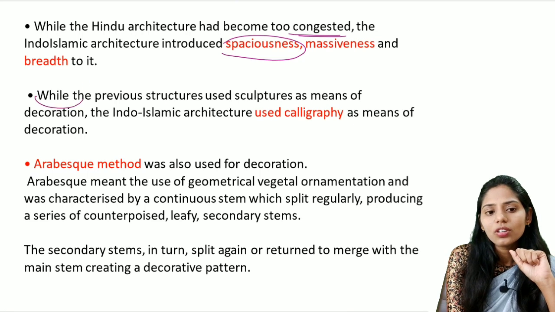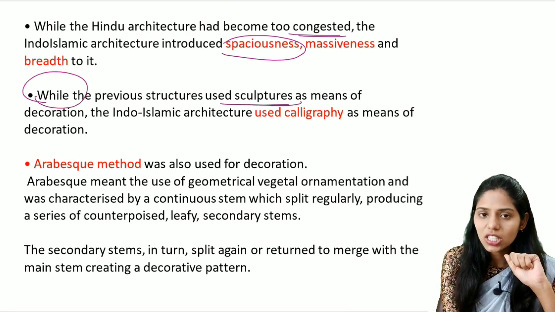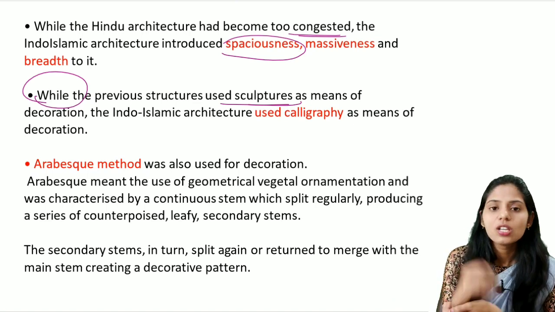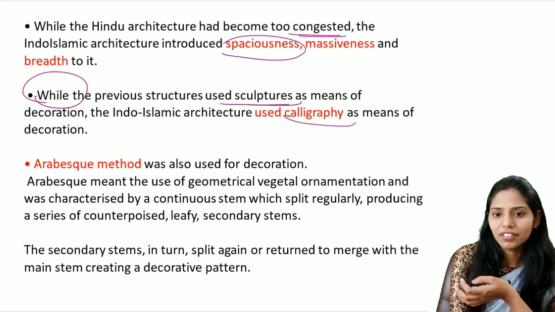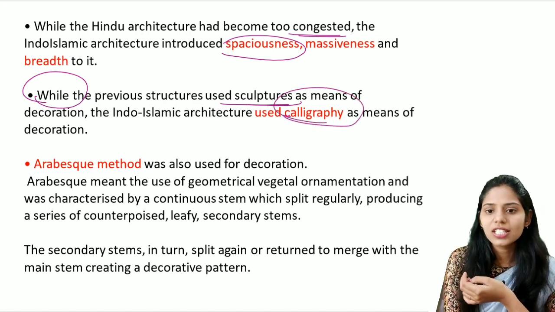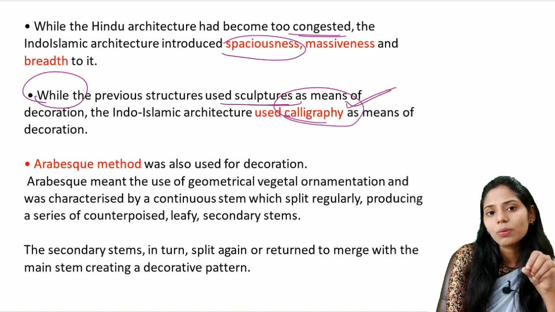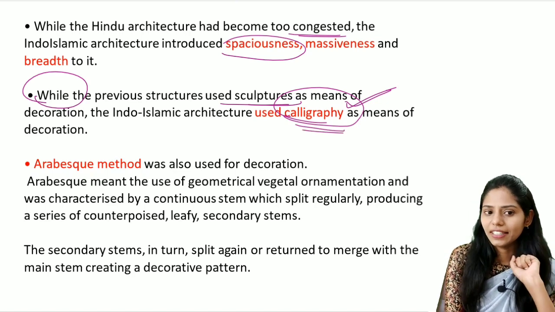While the previous structures used sculptures as a means of decoration, they avoided the human figurines and also the animal figurines. So what did they use for decoration purposes? They started using calligraphy. This calligraphy is mainly used for decoration, mainly the sentences which are present in their Quran. So this is simply called calligraphy.